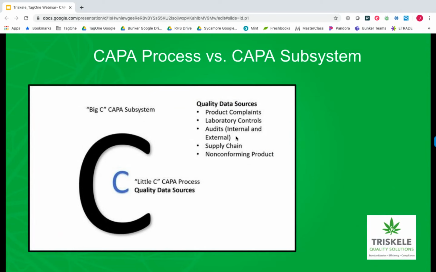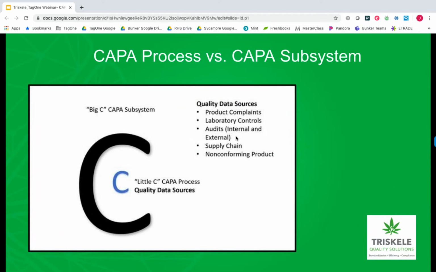So this slide here gives a pictorial of the large C, your CAPA subsystem. The CAPA subsystem is really the analysis of all that data from those individual CAPA processes to determine if you have a recurring issue, a systemic issue, or if maybe your issue is impacting consumer health and safety.